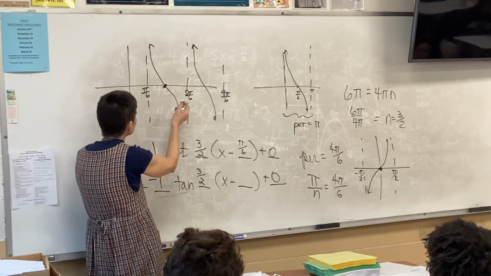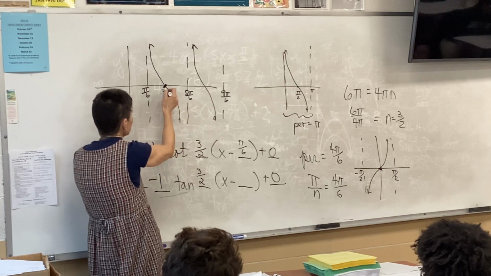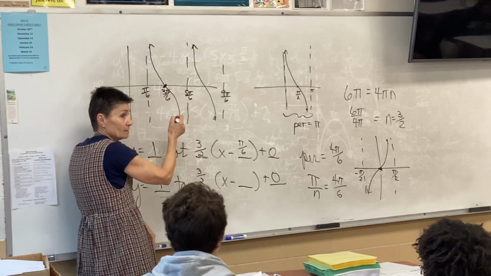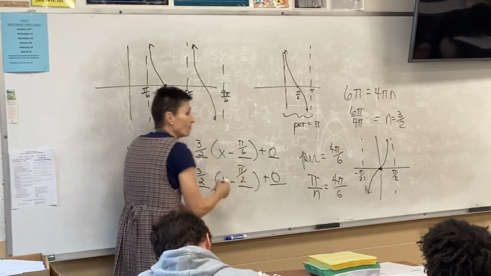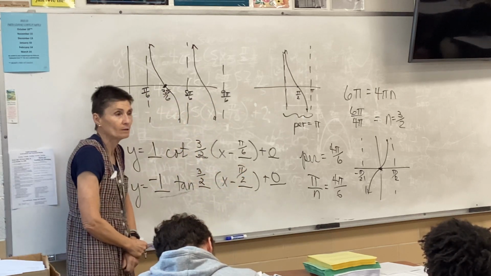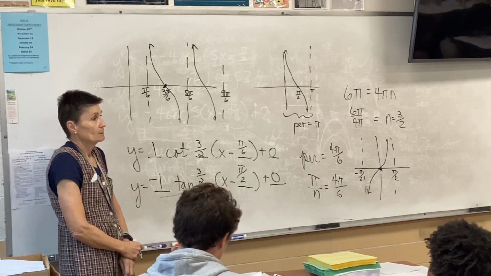What is that? 3 pi over 6. Now, for these purposes, I would probably make that pi over 2, but if you left it 3 pi over 6, I wouldn't mark it wrong. And we're done.